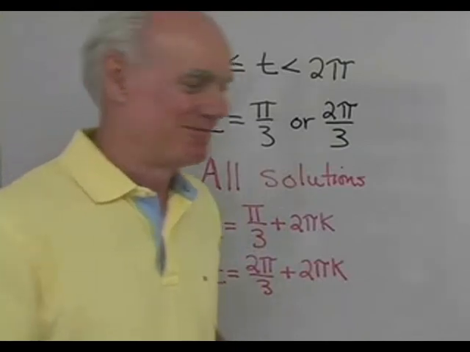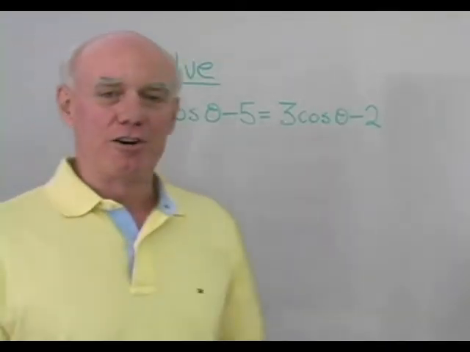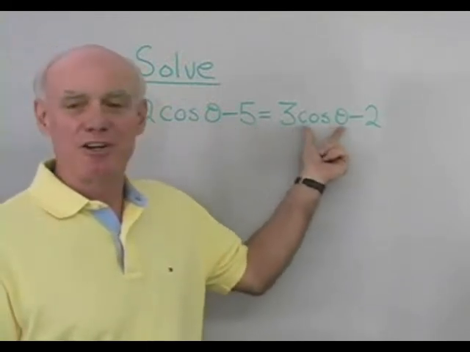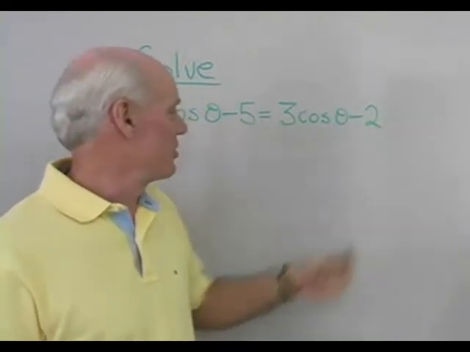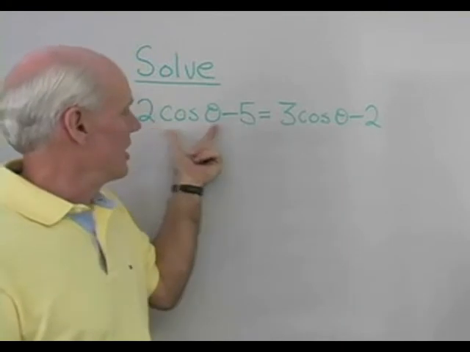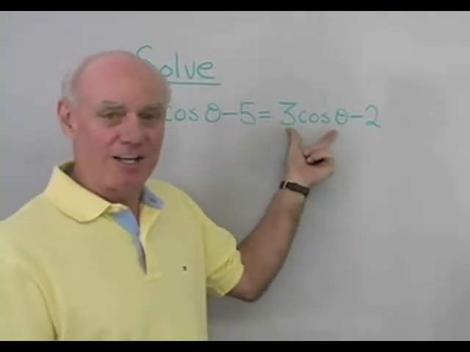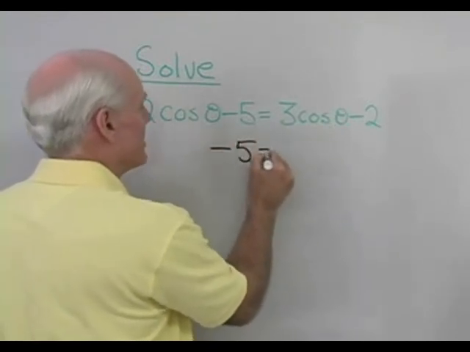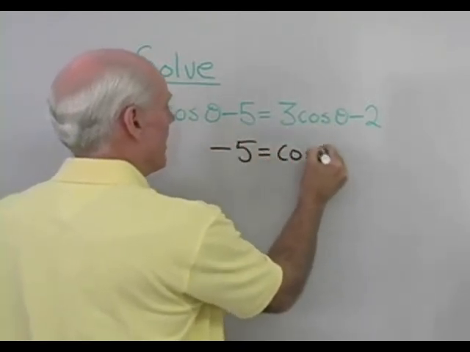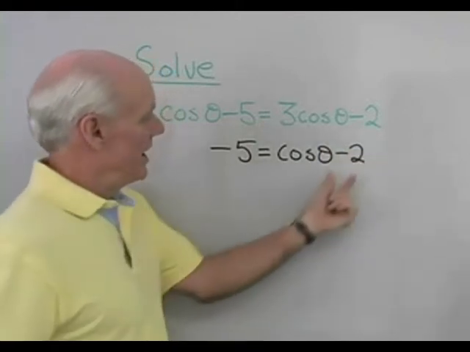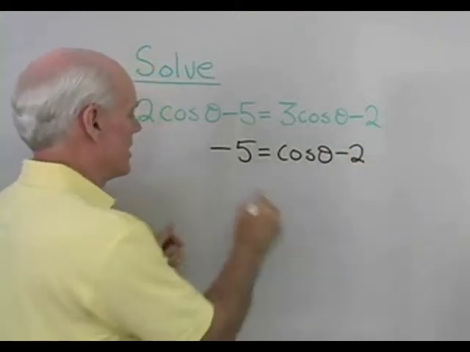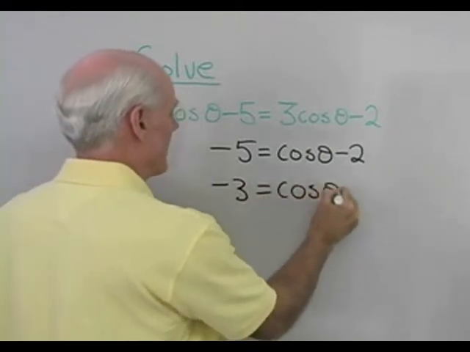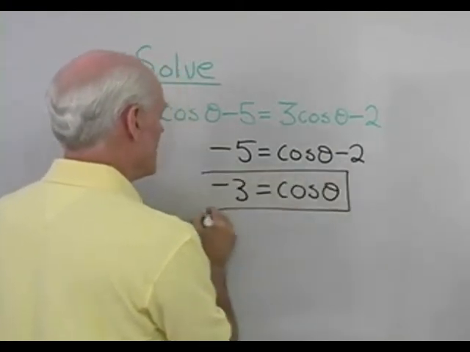Here we go with the next problem. Okay, here I have another trig equation: 2 cosine theta minus 5 is 3 cosine theta minus 2. Let's solve this equation. I have 2 cosine theta here, 3 here. If I add negative 2 cosine theta to both sides, I'll have negative 5 is equal to cosine theta minus 2. And now I can just add 2 to both sides and get negative 3 is equal to cosine theta.